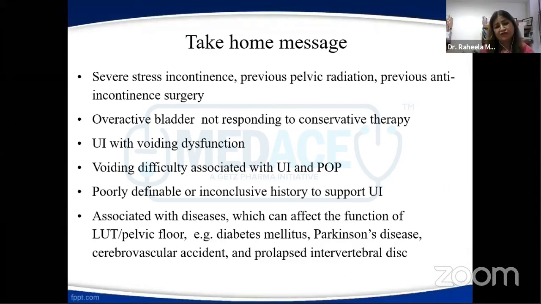Poorly definable or inconclusive history to support urinary incontinence, associated with diseases which can affect the function of the bladder and pelvic floor, for example, diabetic neuropathy, neurogenic. Here I am emphasizing the term neurourodynamics: Parkinson's disease, Alzheimer's, CVA, spinal cord injuries, prolapsed intervertebral disc. Detrusor sphincter dyssynergia has to be ruled out. So these are the few important clinical diagnoses which really require urodynamic evaluation.